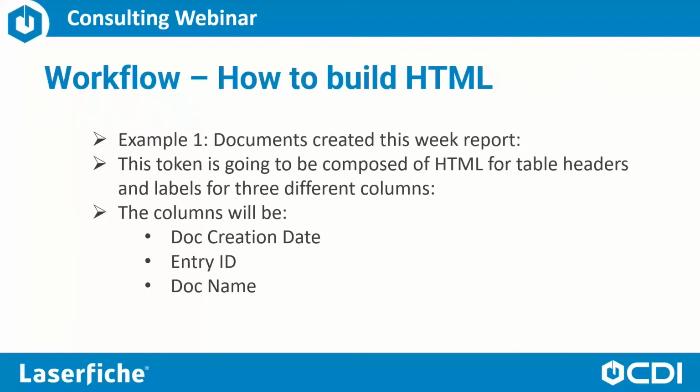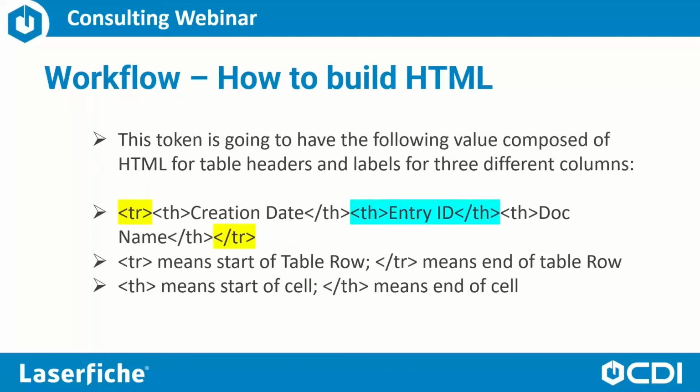So our first example will be the documents created this week report. The token is going to be composed of HTML for the table headers and labels for those 3 columns. I've just picked them out of the air here, but we want to learn about the creation date, the entry ID, and the name of the document. So those will be our 3 columns in our table as far as our demonstration goes.